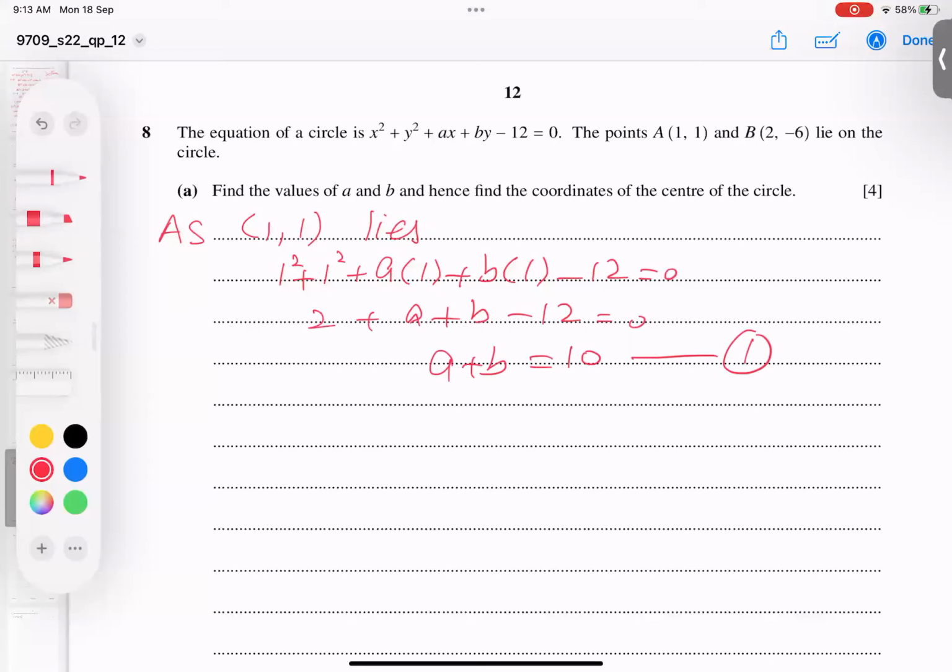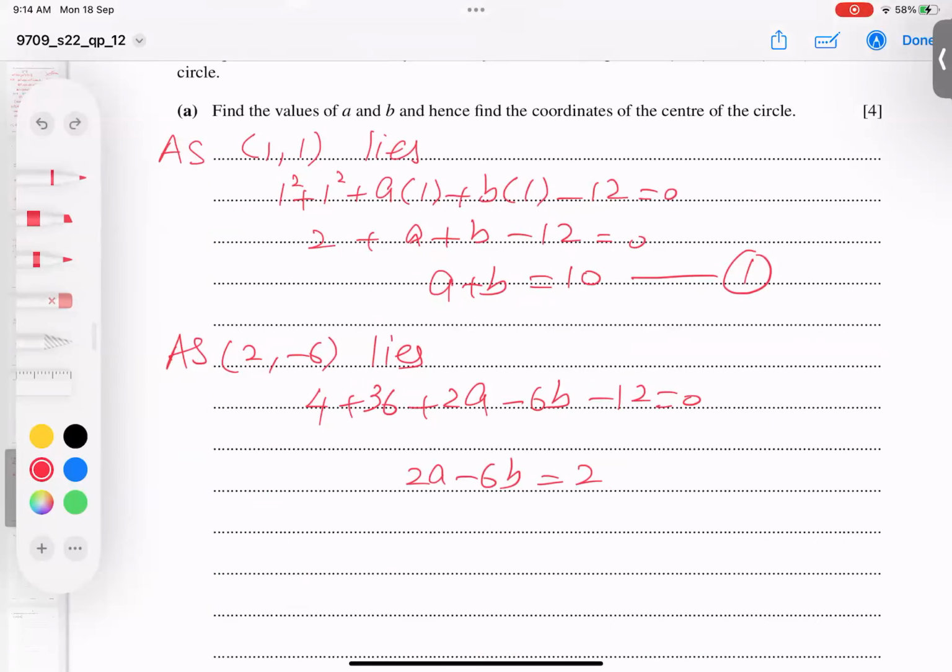Now, as this point (2, -6) lies on the circle, this will go in each Y and this will go in each X. So 2 goes here. 2 square, I am writing directly, is 4, and B's Y square gives 36. Now 2 goes in the place of this one, I got 2A, and negative 6 in the place of Y, I got negative 6B, and negative 12 we already have. So this gives you 40. So 2A, negative 6B, out of 40, 12 gone, I get 28. 28 goes to the other side, becoming positive 28.